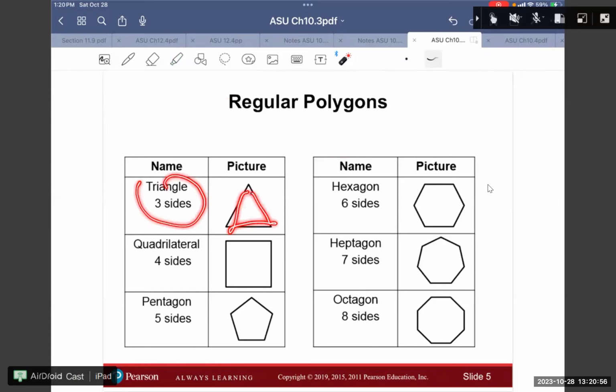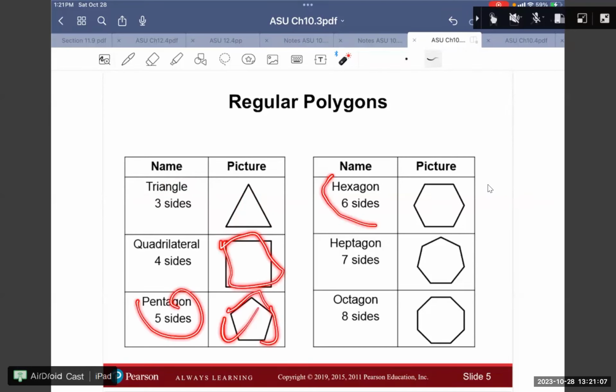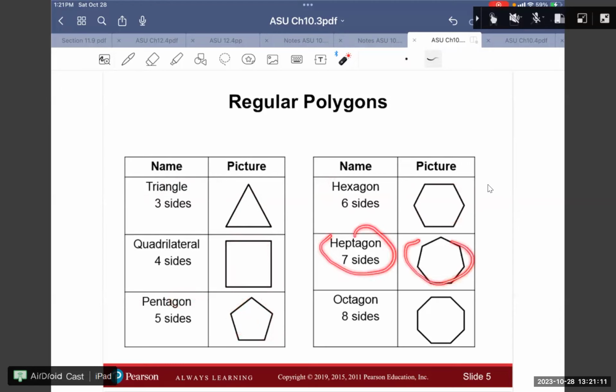A triangle has three sides. A quadrilateral has four sides. A pentagon has five sides, a hexagon has six sides, a heptagon has seven sides, and an octagon has eight sides.